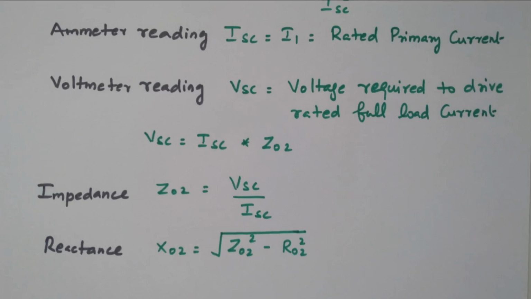The ammeter reads the short circuit current, because we are applying the rated current. Corresponding to that rated current, the voltmeter reads the short circuit voltage, VSC. From VSC, ISC and WSC, we calculated R02. From the wattmeter reading, we calculated R02. From VSC and ISC, we calculated impedance. From impedance, the reactance is calculated. Using these, we can draw the equivalent circuit, and further performance can be analyzed from the equivalent circuit.